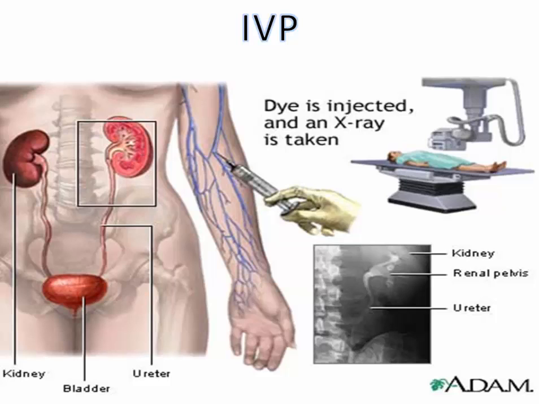and a metallic taste. Patients with impaired renal function are at risk for decreased renal function after an IVP because the contrast medium used is nephrotoxic. So the safety factor would be the nurse would need to monitor the patient's urinary output.